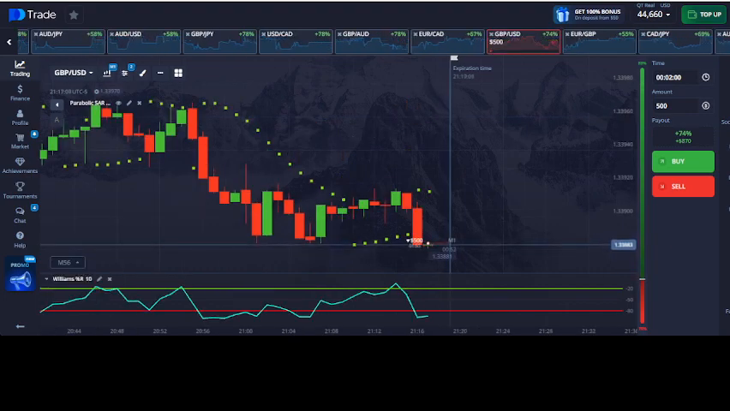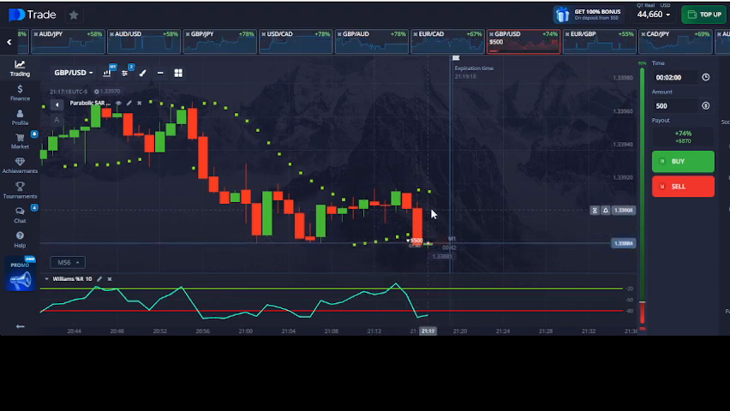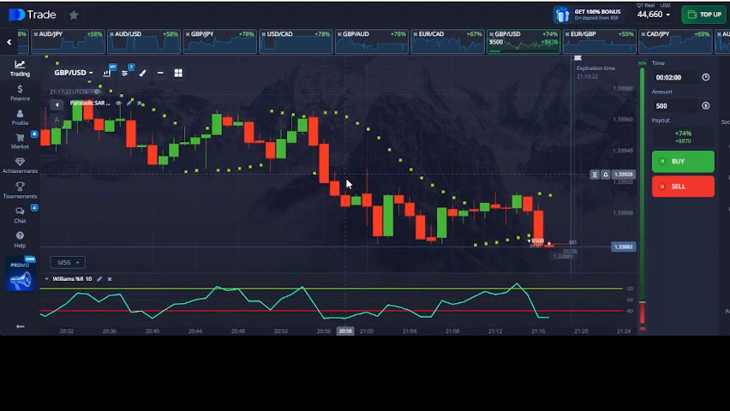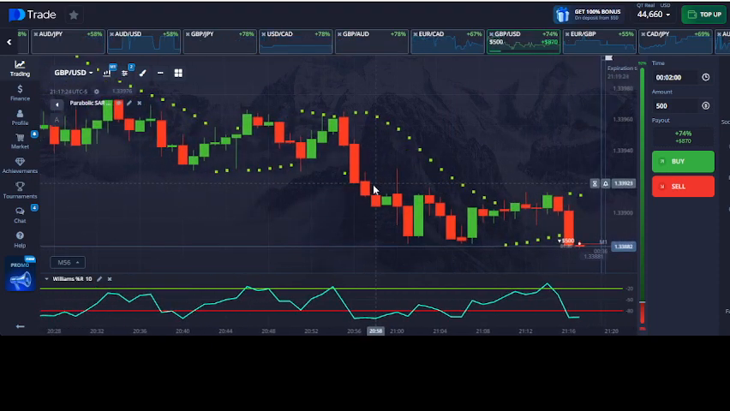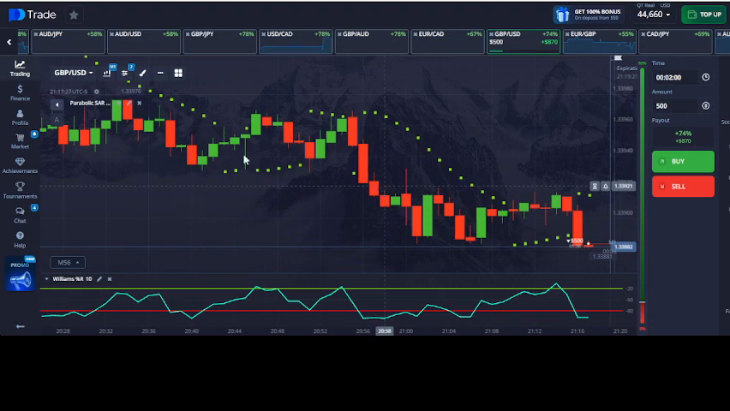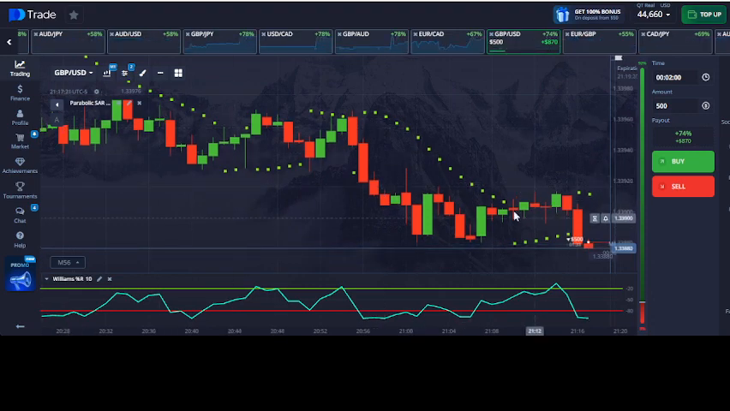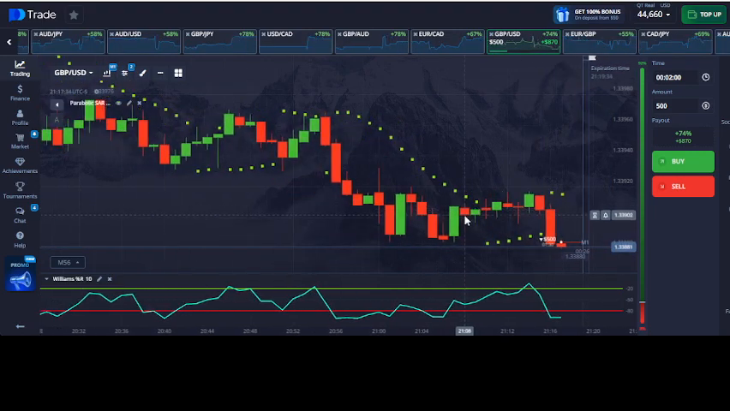Okay, so I'm on the Great British Pound US dollar currency pair, and I just took a sell trade here. The reason I took the sell trade is, first of all, we're seeing a general bearish trend in the price of the currency pair, as you see here from the top left to the bottom right as the price moves downwards. So we're trading with the bearish trend.